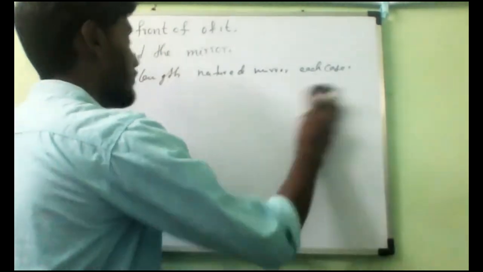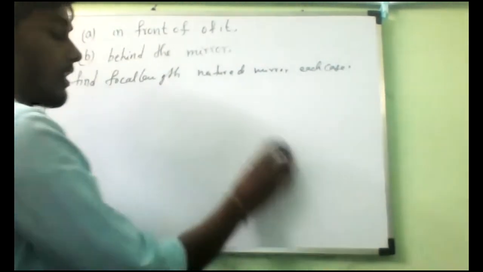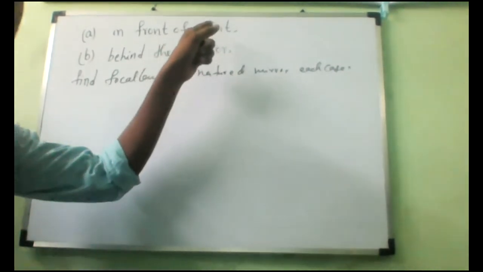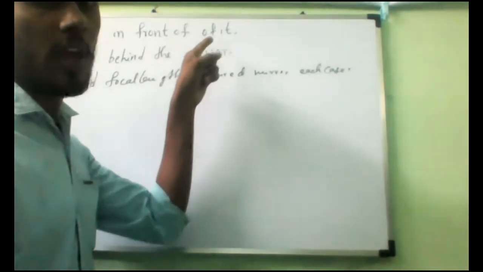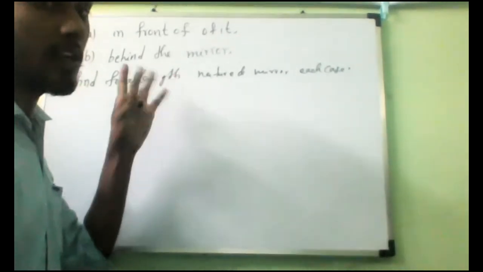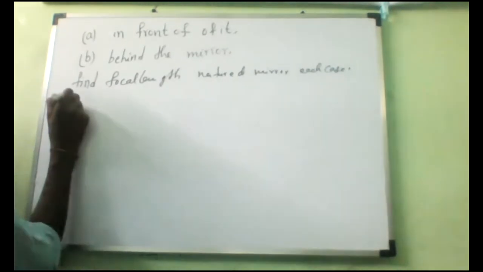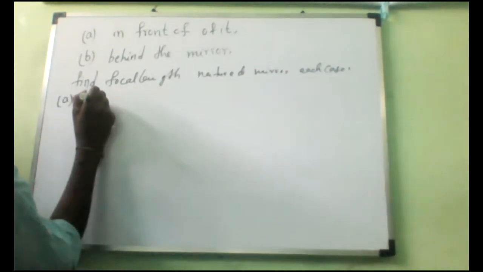Now, let us go with the first case. We should always find the focal length and also the nature of the mirror. In front of it, if you have a doubt, please ask me. If you are silent, I cannot come to know. So let us come to the first case A. What is the object distance? Please tell me.